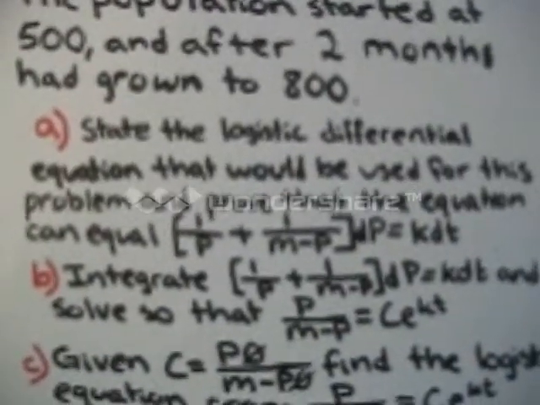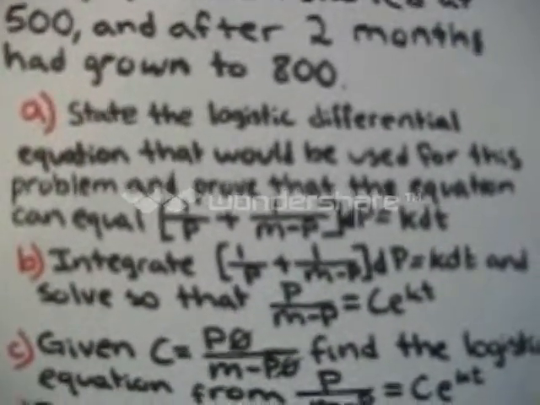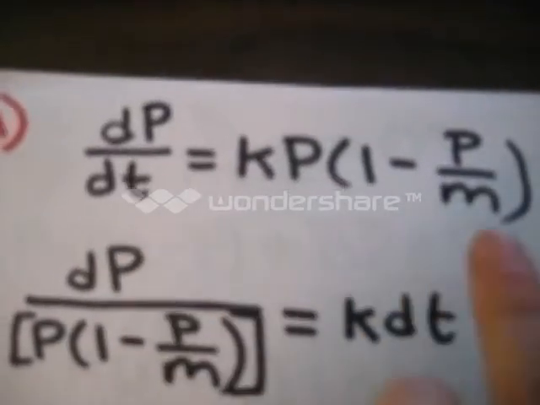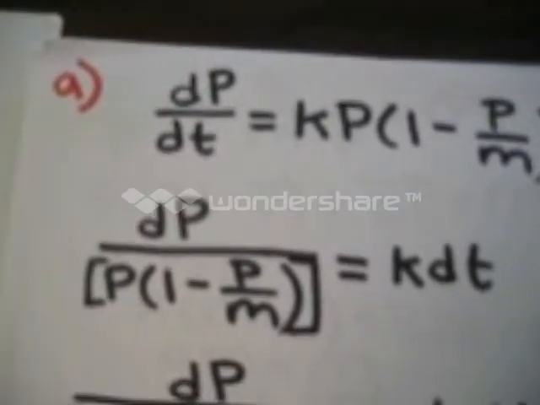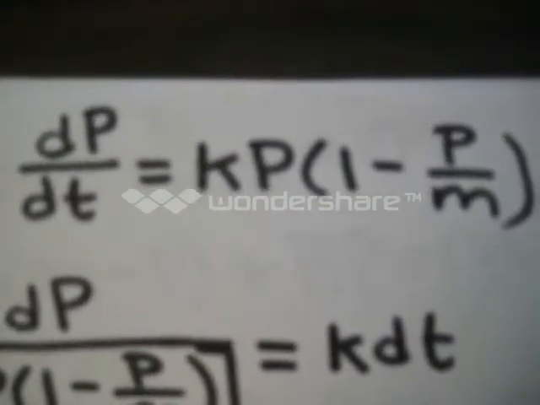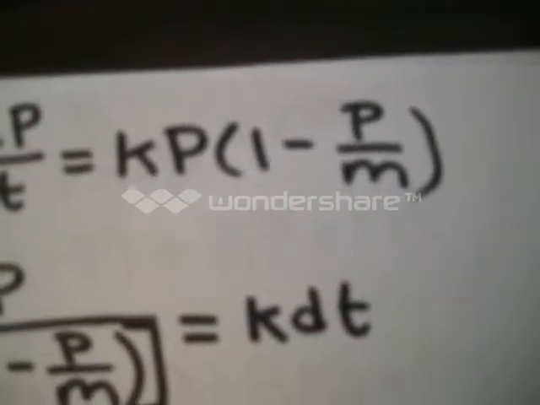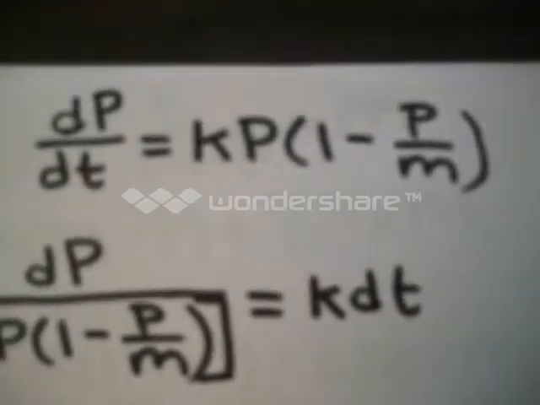So for part A, we want to state the logistic differential equation that would be used for this problem, and we want to prove that the equation can equal this equation right here. So the logistic differential equation is this equation, and it's basically a given. K is the proportionality constant, m is the carrying capacity, dp over dt is the rate, and p is the number of individuals in a population. So this equation incorporates all the assumptions given and is used for modeling population growth under limited resources.